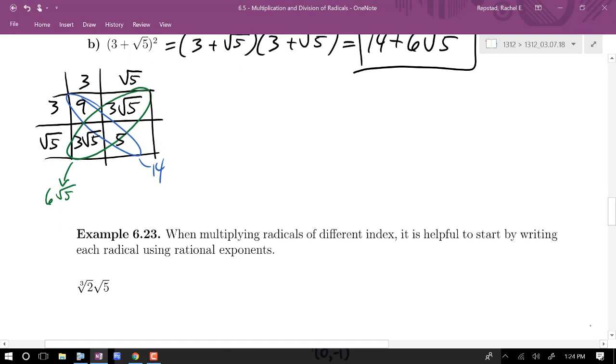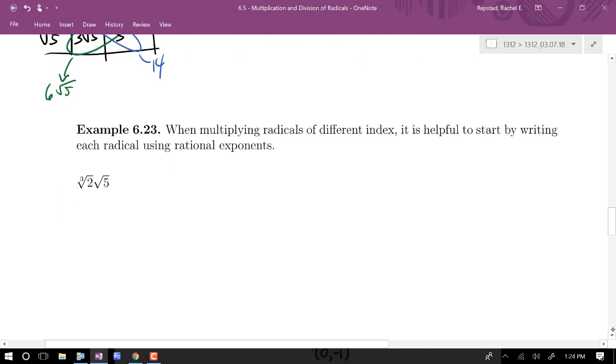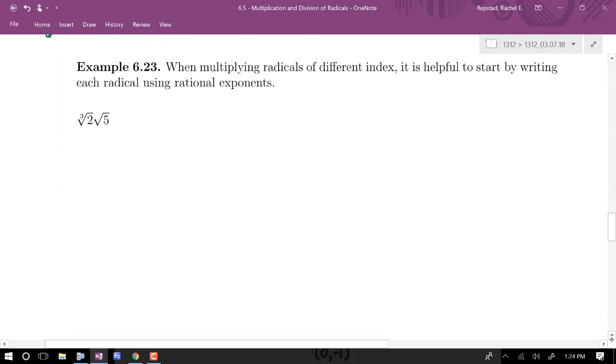Right, let's do one more product. This one's interesting because we are multiplying two radicals that have different indices. We have a cube root times a square root. When I'm working on a product like this, I start by using the exponential form. The cube root is a 1/3 power, and the square root is a 1/2 power. I want to be able to write it as a single radical.